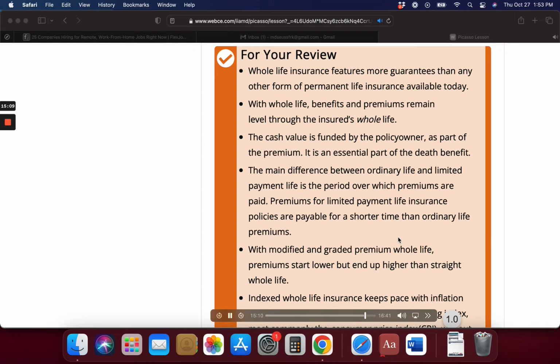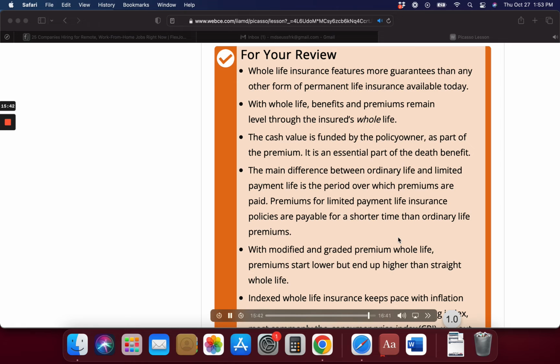For your review, whole life insurance features more guarantees than any other form of permanent life insurance available today. With whole life, benefits and premiums remain level through the insured's whole life. The cash value is funded by the policy owner as part of the premium. It is an essential part of the death benefit. The main difference between ordinary life and limited payment life is the period over which premiums are paid. Premiums for limited payment life insurance policies are payable for a shorter time than ordinary life premiums.